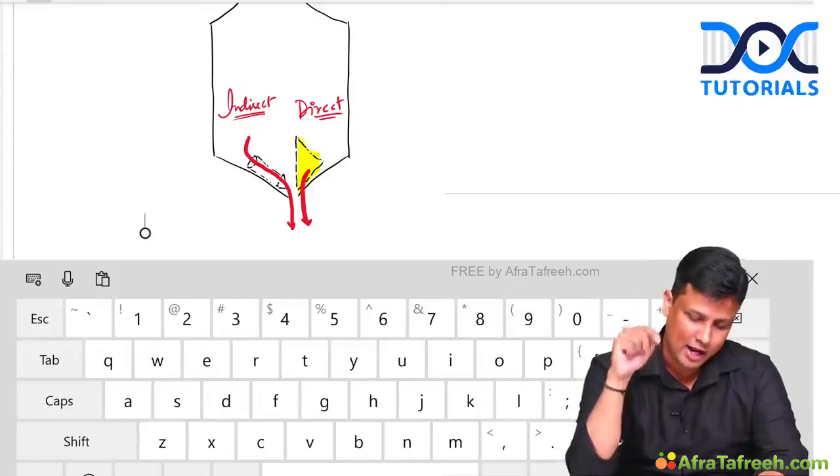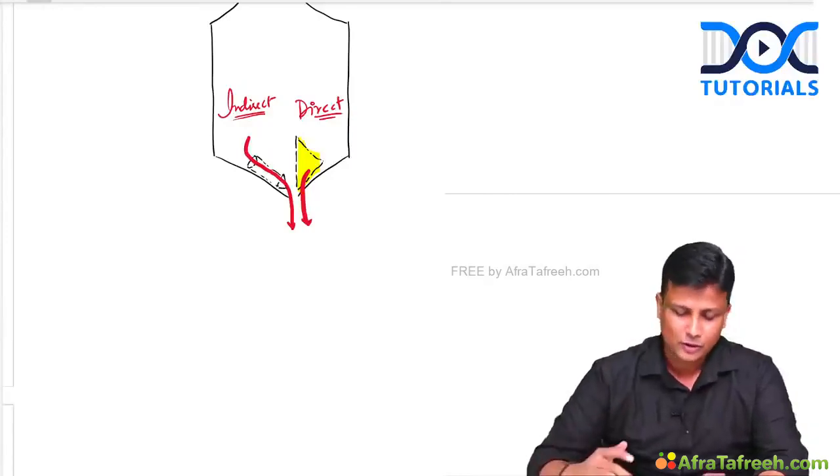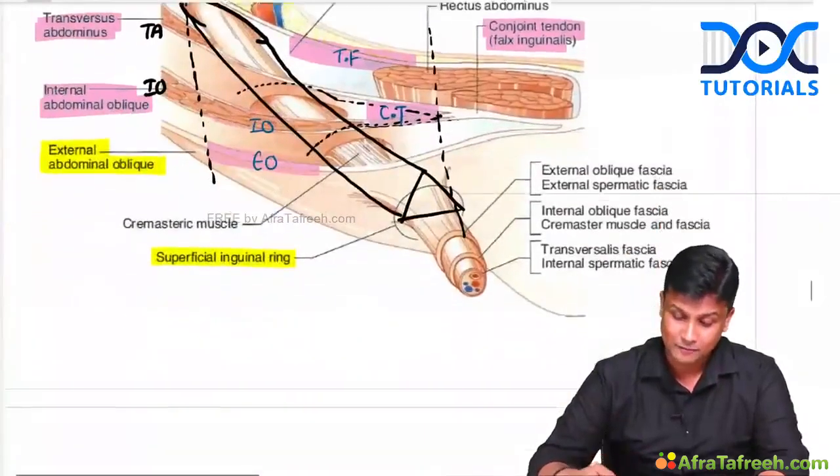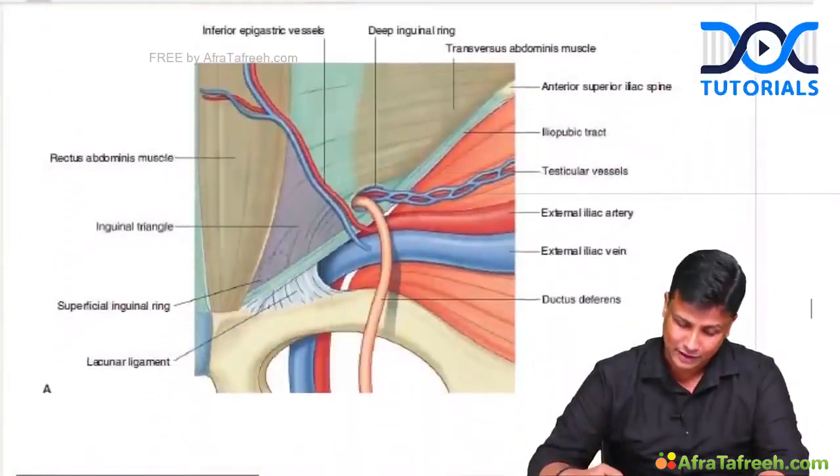And now in anatomy, whenever you come across any triangle or rectangle, you have to learn the boundaries. So that's my work here. Let me teach you the boundaries of Hesselbach's triangle. Look at this diagram here.